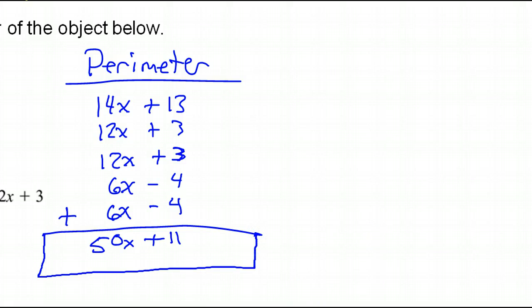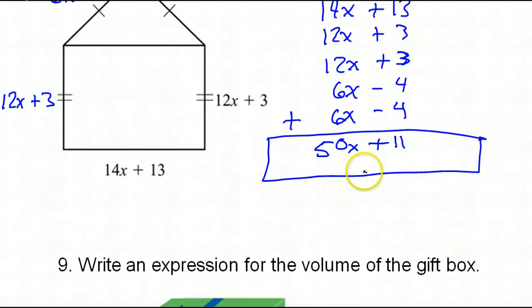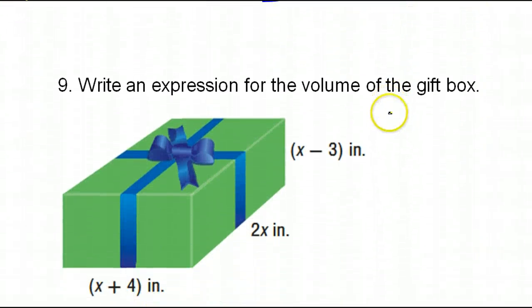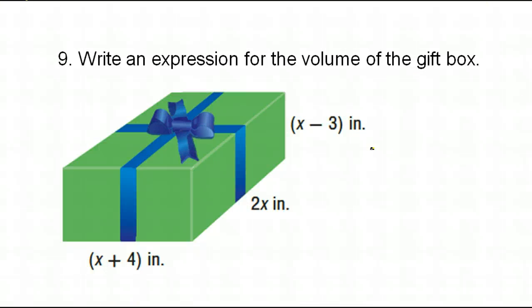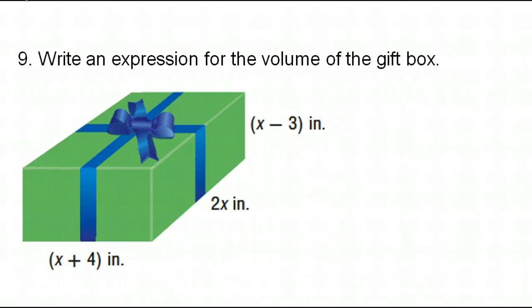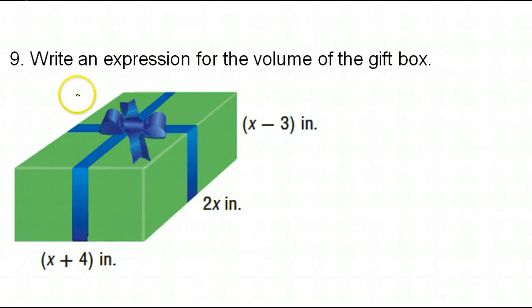Okay, that wasn't so bad. Let's move on to number 9. Maybe this will be equally as easy. Write an expression for the volume of the gift box. Okay, this is another easy one. You need to understand that the volume is going to be the length times the width times the height. Alright, just multiply all 3 dimensions and that's the volume.